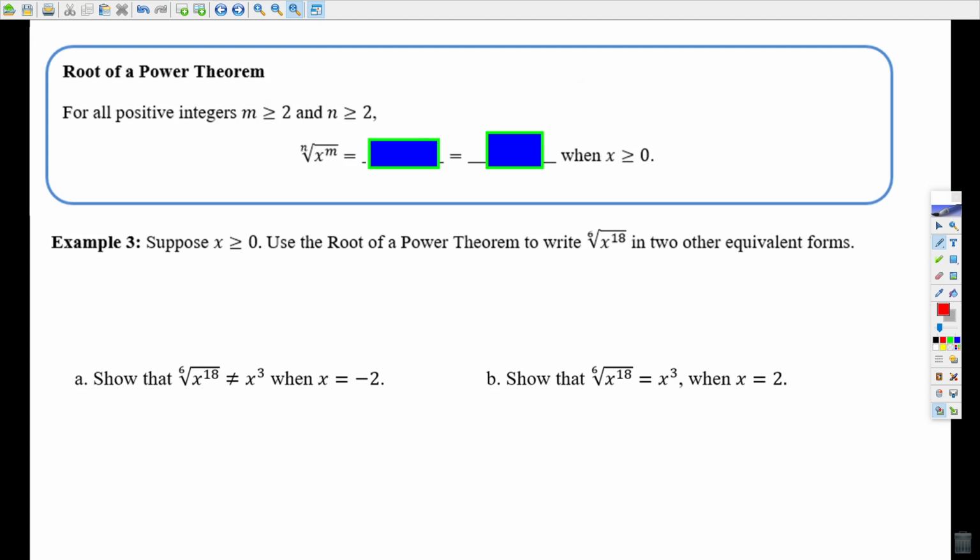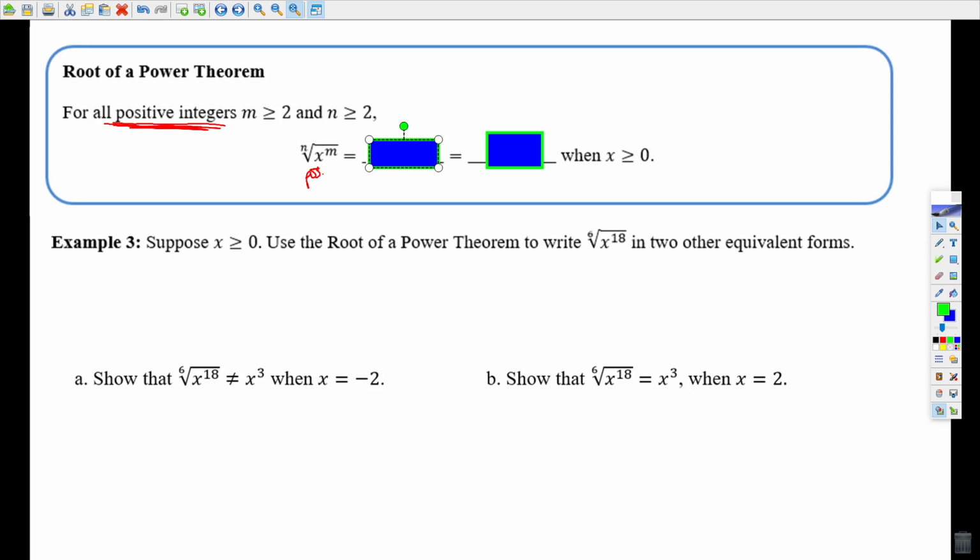And for good reason. So we have this new property that, this is very, very important, as long as we have positive integers, so in here, positive, right? M has to be greater than or equal to 2, and N has to be greater than or equal to 2. Then we can say this. So here's your M and N.